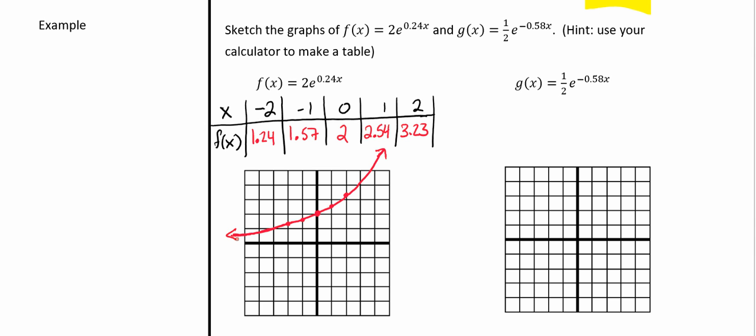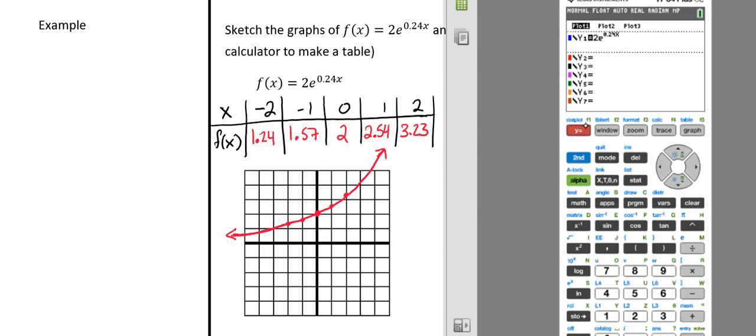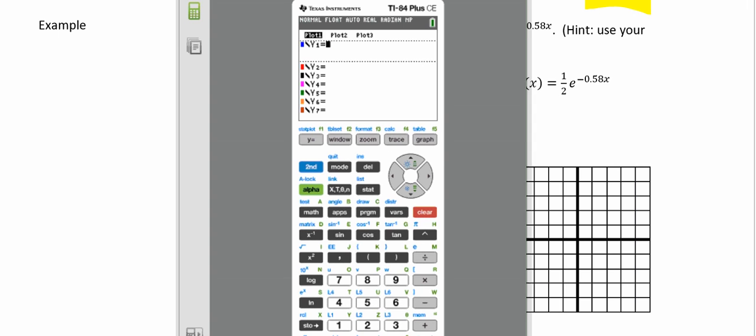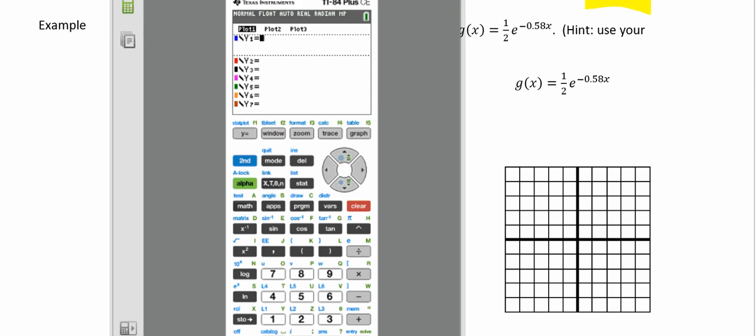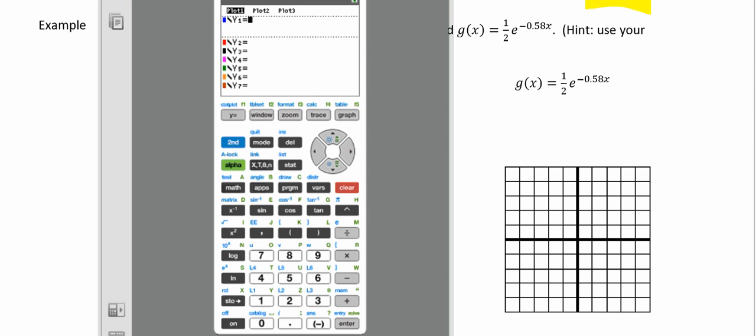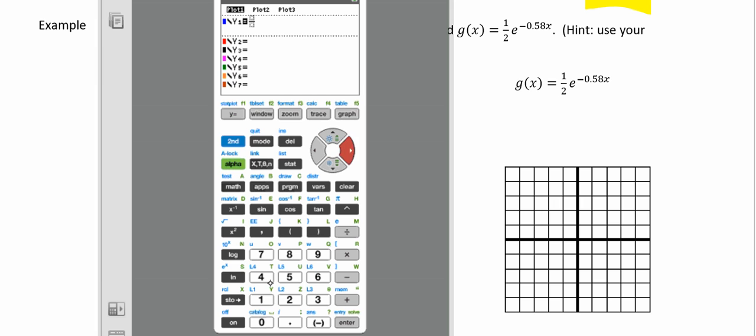Now we're going to do this again, but this time with our other equation. So let's bring up our calculator and put that into the y equals. We have 1/2 times e raised to the negative 0.58x. And we're ready to go to our table.